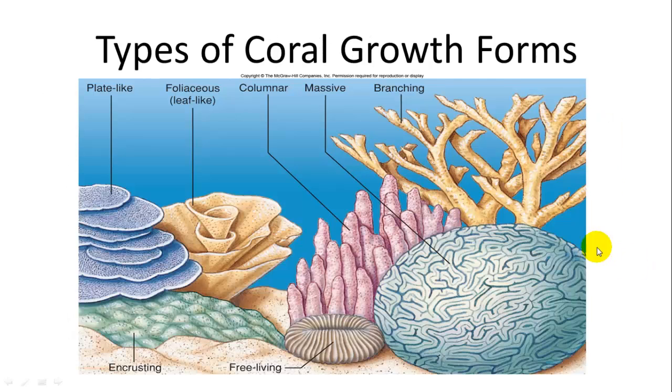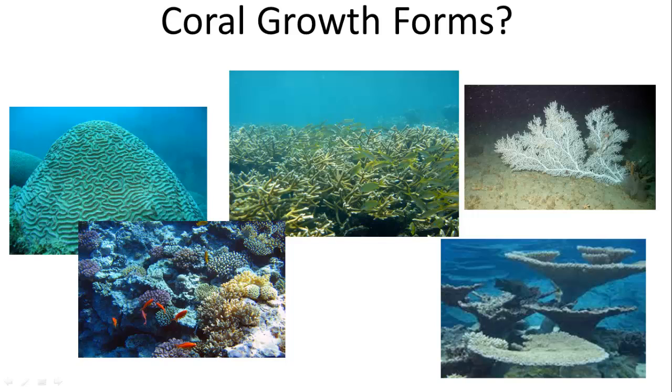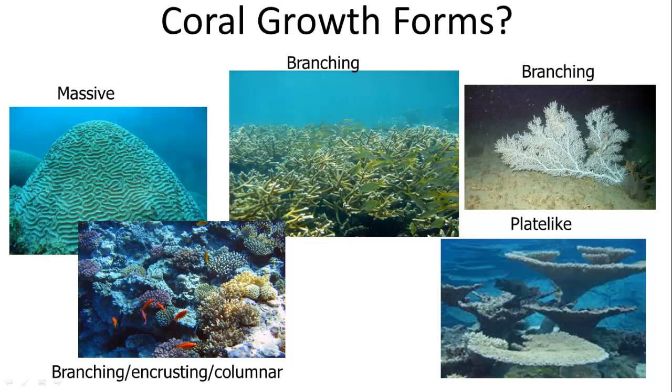Alright, so here are the different types of coral growth forms. So we have some branching, we have a massive growth here, a free living one, which doesn't need open substrate to establish. You have encrusting forms, plate-like forms, foliaceous, which are leaf-like, and columnar forms. Okay, so here are some. This is a massive one over here. Here's some branching, another branching, a plate-like one over here, and here you have kind of a diversity of branching, encrusting, and columnar types.